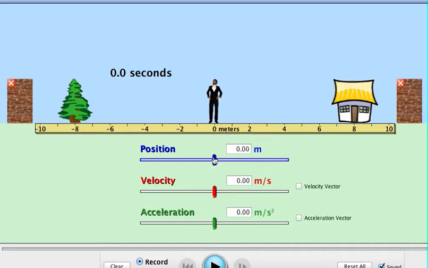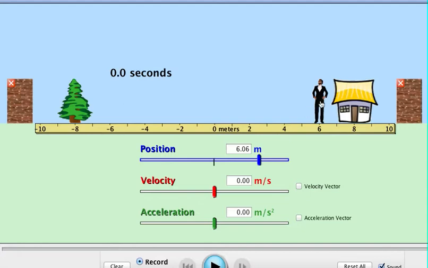The second term I want to introduce you to is the term displacement. Displacement tells you the difference between your start and ending point. So if the man starts at the 2 meter mark and moves to the 6 meter mark, his displacement is 4 meters. Displacement should have a number, a direction, and a unit.